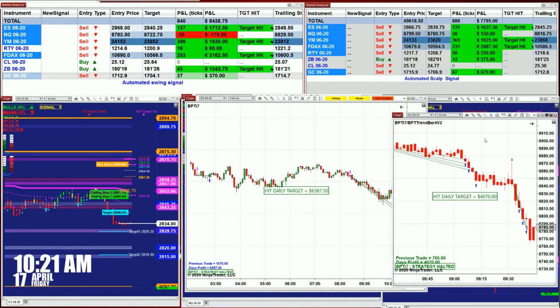NASDAQ 4,070, and that is only ES and NASDAQ without the other stuff we have at the moment. So this is a little over 10,000 on those trades. It did very well.